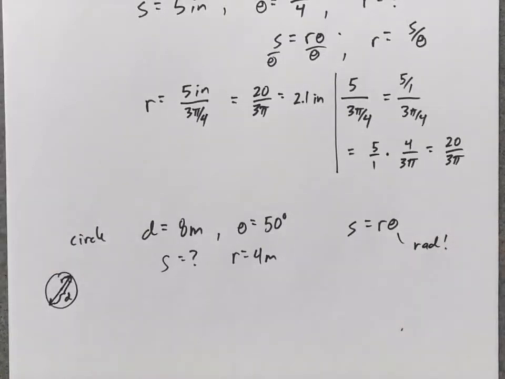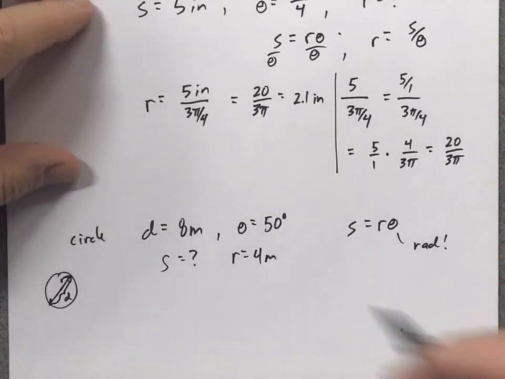for this equation to work properly, theta has to be in radians. And what was I given? 50 degrees. So I actually have to go off to the side and first of all convert this 50 degree angle into radians, and then I can plug it into my equation.